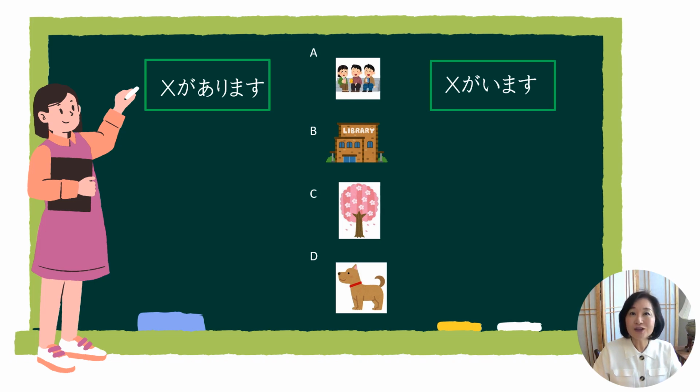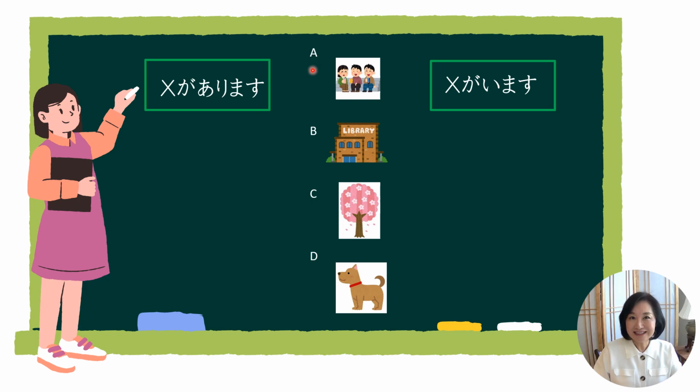Earlier, I said whether you use あります or います depends on the subject of the existence. あります is used to describe the existence of non-living things. います is used to describe the existence of living things or mobile things. So let's categorize these items.